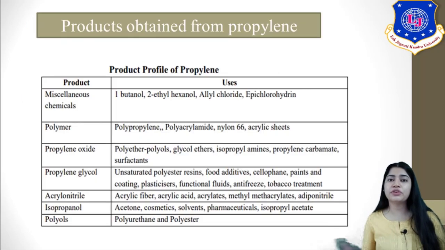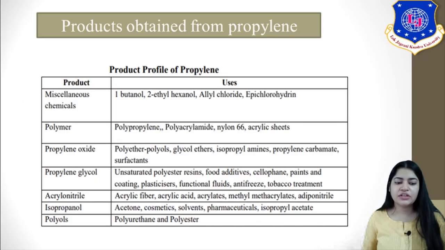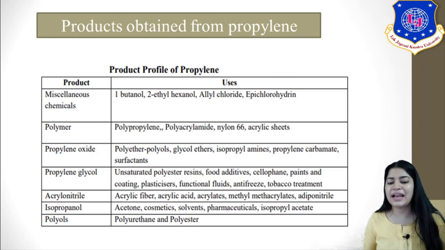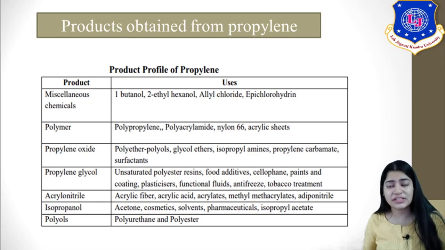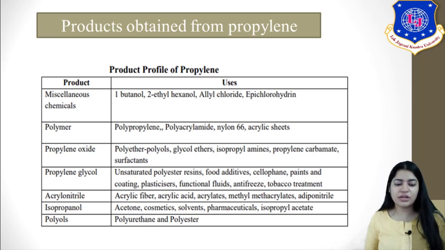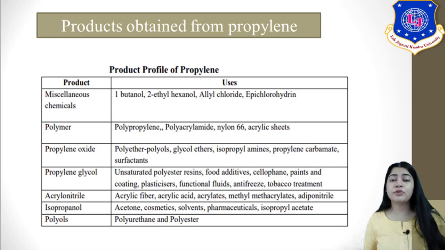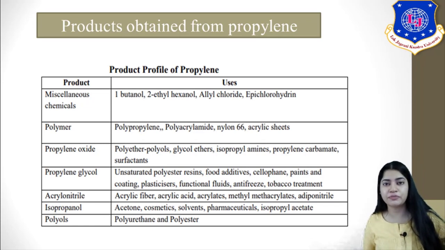Now, what are the products which can be obtained from propylene? You can see 1-butanol, 2-ethyl hexanol, allyl chloride, and epichlorohydrin. Among the polymers obtained are polypropylene, polyacrylamide, and nylon 66. Then propylene oxide is also a further product of propylene.